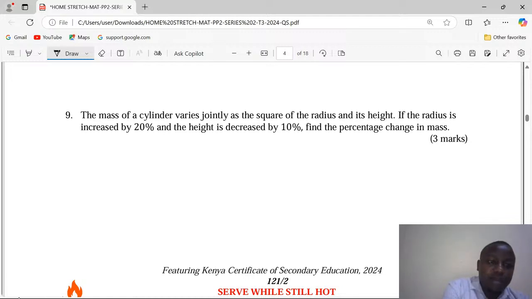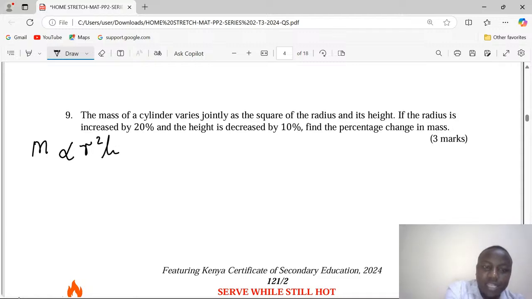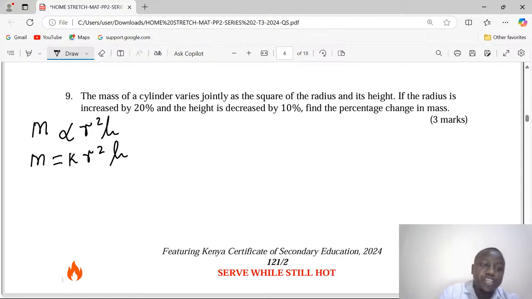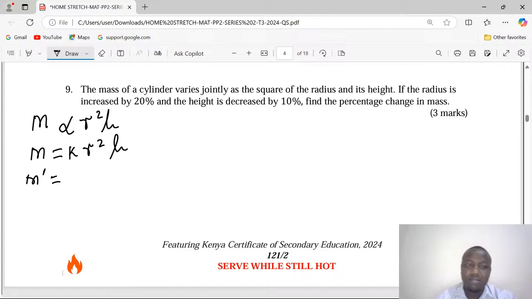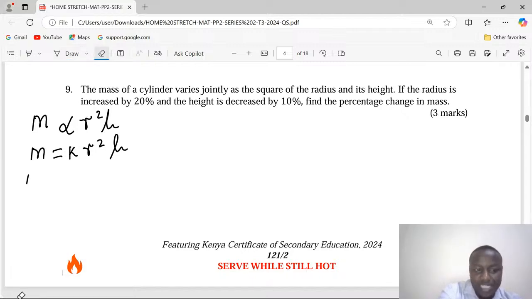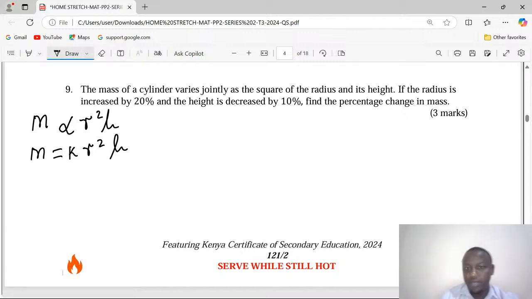We're supposed to know that mass varies jointly as the square of the radius and also as the height, which means now we can replace the proportionality sign with an equal sign, and we introduce a constant k. So m equals k r squared h. That's how they are varying, and that is the original mass. Before we express the new mass, let's take it slowly.